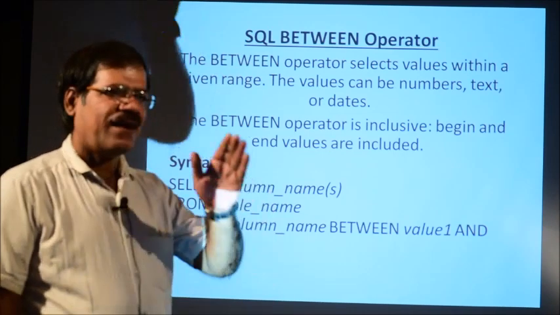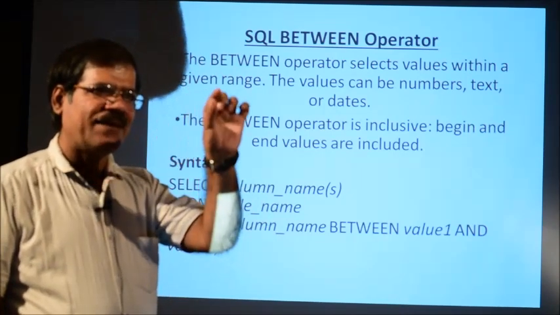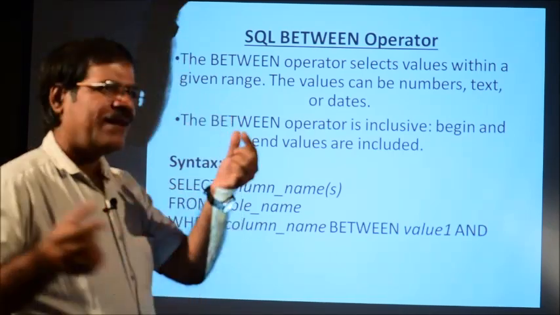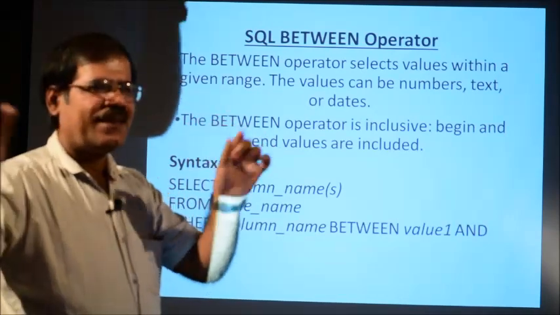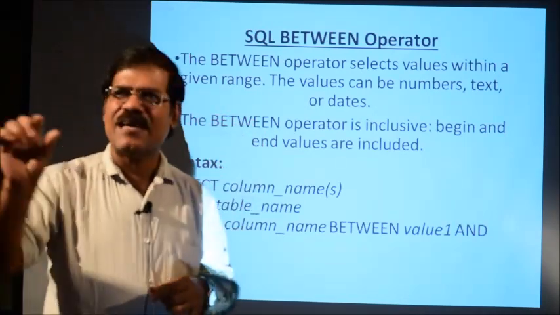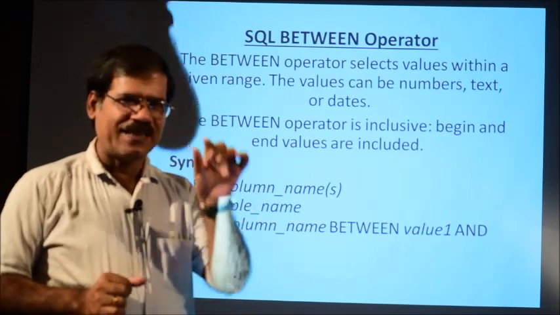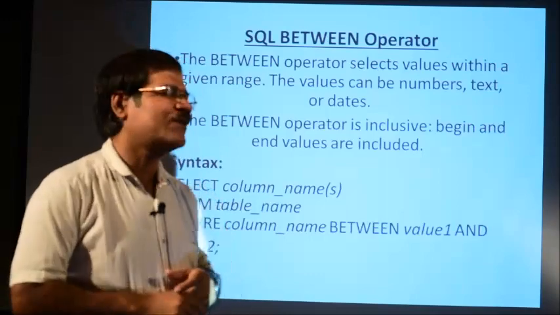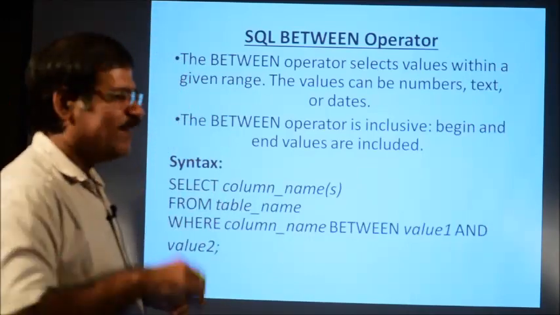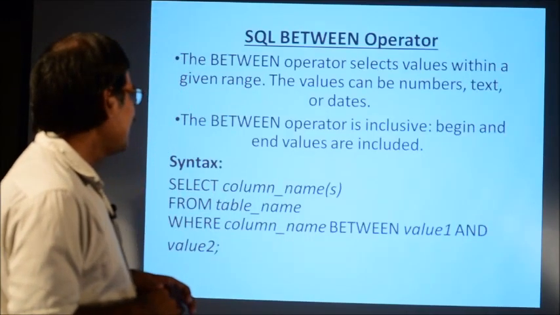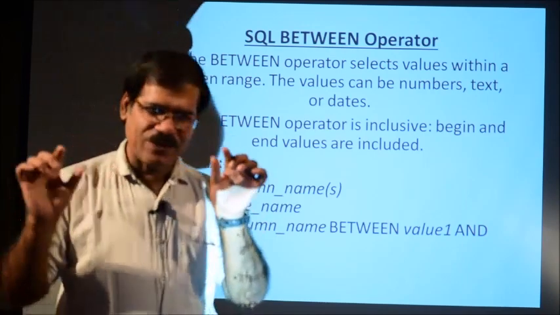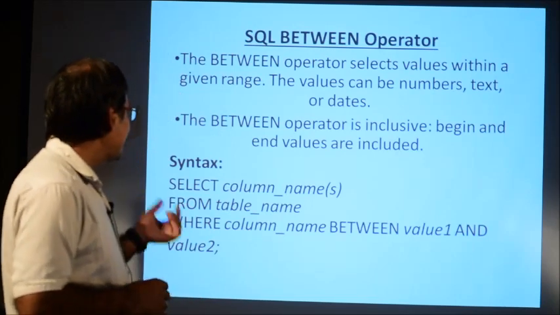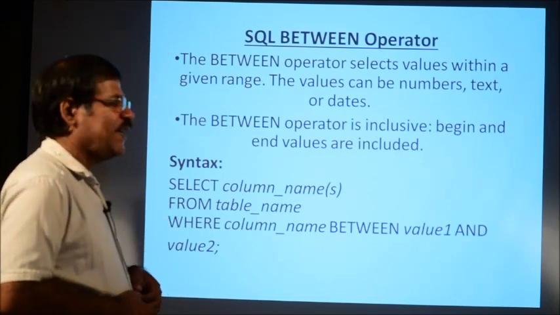That means this operator is used for a beginning value and an end value, a beginning range and ending range, value 1 and value 2. Suppose I am talking about salaries from 10,000 to 20,000. So 10,000 is value 1 and value 2, the end value, is 20,000. Within this range the records will be selected and displayed on your computer screen, and both 10,000 and 20,000 are also included.